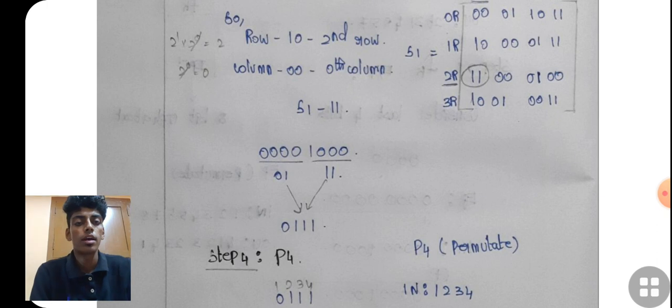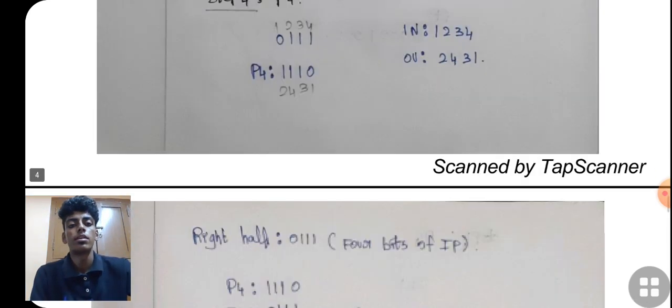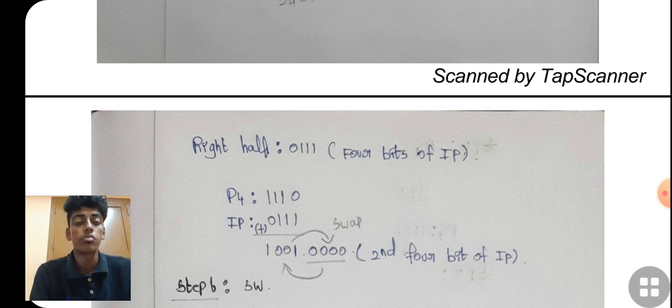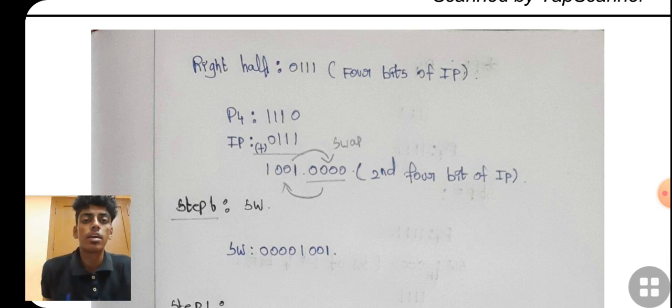So finally we get the output of 4 bits. The 4 bits are input to P4, and we find the P4 output. I can write the permutation of P4 on the right side. It is easy to find the output. And in the next step, the first 4 bits of IP we add with P4. So finally we get the output of 4 bits, 1001. Then the next 4 bits come from the second 4 bits of IP. So we have the 8 bits of swap.